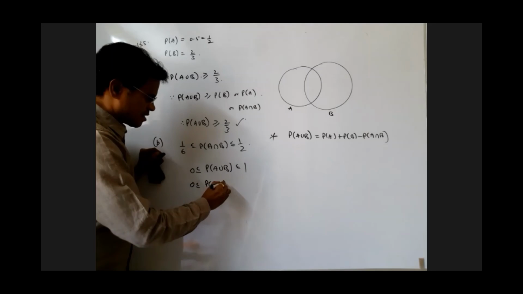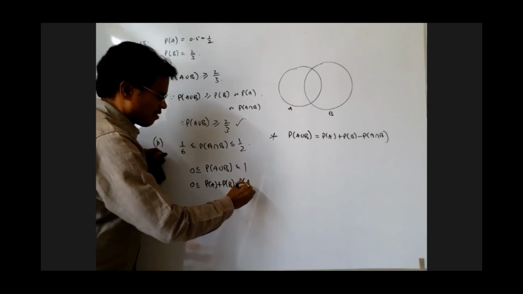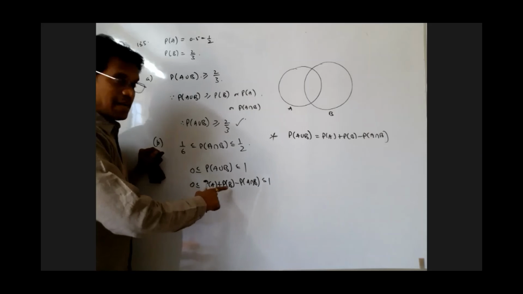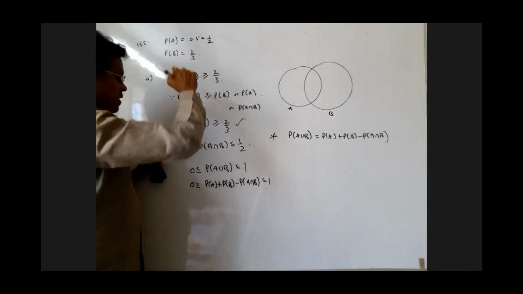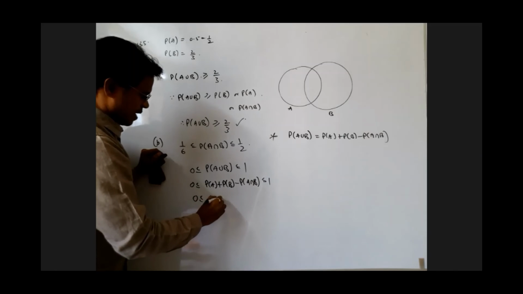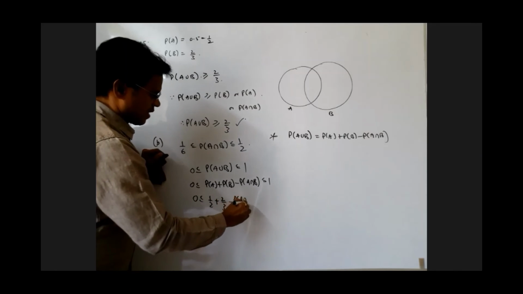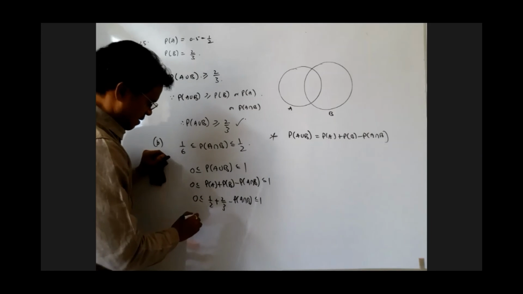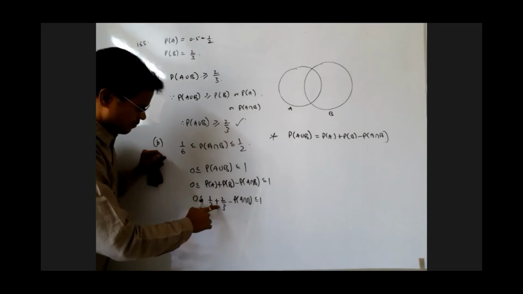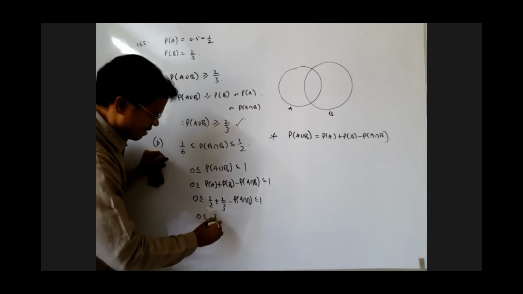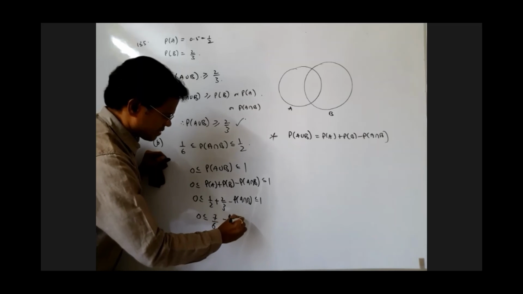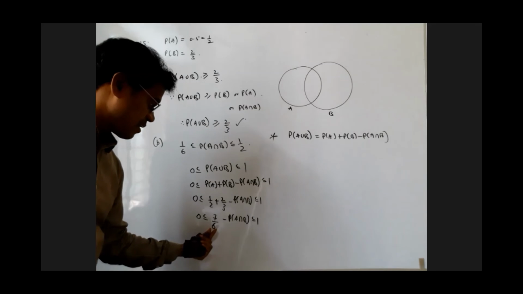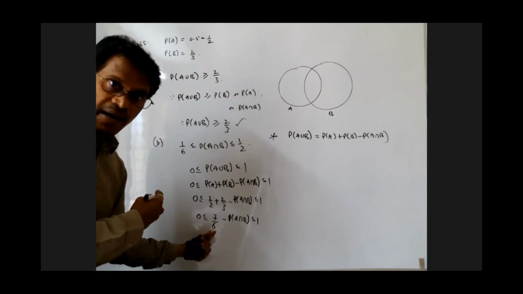Probability of A union B, which is probability of A plus probability of B minus probability of A intersection B, is less than or equal to 1. I'm substituting the values for probability of A and probability of B. What are they? 1/2 and 2/3. Write down: 1/2 plus 2/3 minus probability of A intersection B less than or equal to 1. By adding them, how much are you getting here? 7/6. Am I right? 1/2 plus 2/3 is 3 plus 4, 7/6, minus probability of A intersection B is less than or equal to 1. But we need the range of A intersection B. That's the reason I want to eliminate 7/6. That is, I'm subtracting 7/6.